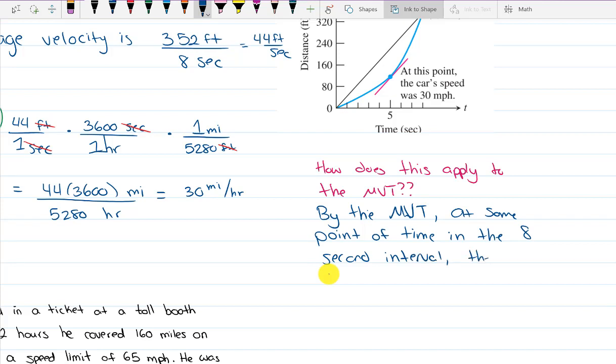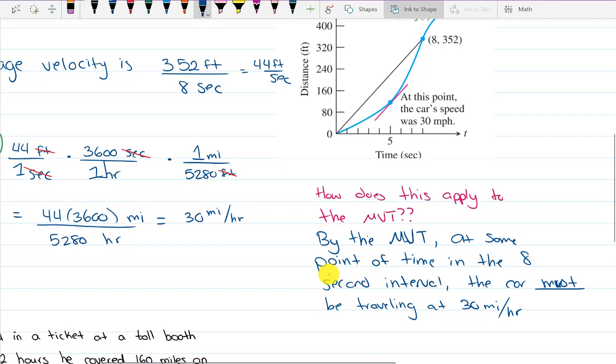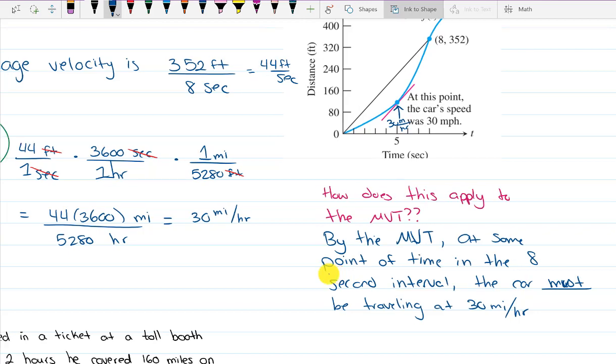the car must, and must is huge, it has to, there's no ifs, ands, maybe, be traveling at 30 miles an hour. So again, what this means is that at some point between the first 8 seconds, the velocity right here is exactly 30 miles per hour. And that's all the mean value theorem says, is that the average rate of change is equal to the instantaneous rate of change at some point on that interval.